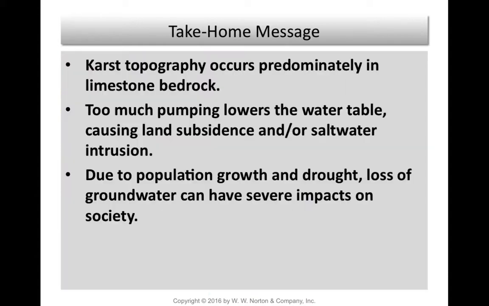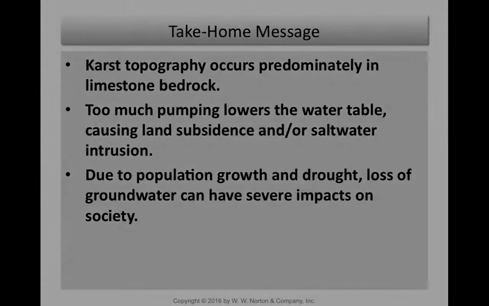Just to finish off here, karst topography occurs predominantly in limestone bedrock, although it could occur in marble and in dolomite or dolostone. Too much pumping lowers the water table, causing the land surface to subside or saltwater intrusion. Due to population growth and drought, loss of groundwater can have severe impacts on society, because it's a really important natural resource of fresh water to all of us.